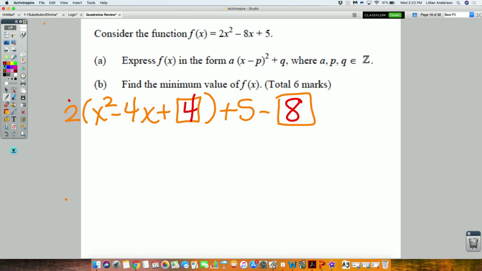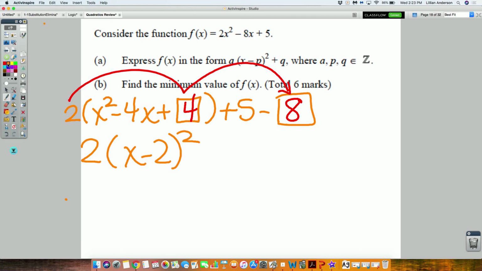That number on the outside gets multiplied by this, and that's what goes into that box. So then when you factor it, or you simplify it, it becomes 2 times x minus 2 squared, minus 3. And that's vertex form. Did you guys get 2, negative 3 for the vertex? Yeah.